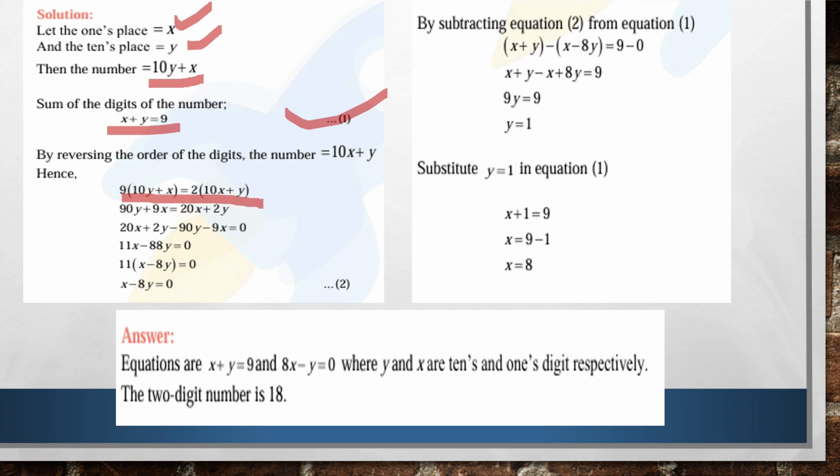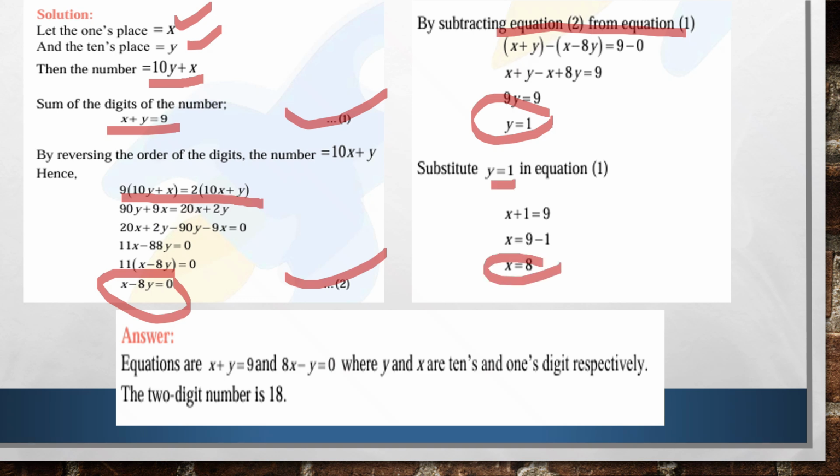If you solve, you will get x minus 8y is equal to 0 as equation 2. By subtracting equation 2 from 1, I will get y is equal to 1. If y is equal to 1, you can find x as 8. So I can conclude the equations are x plus y is equal to 9 and x minus 8y is equal to 0, where y and x are the tens and ones digits respectively. So therefore, the two-digit number is 18 here.